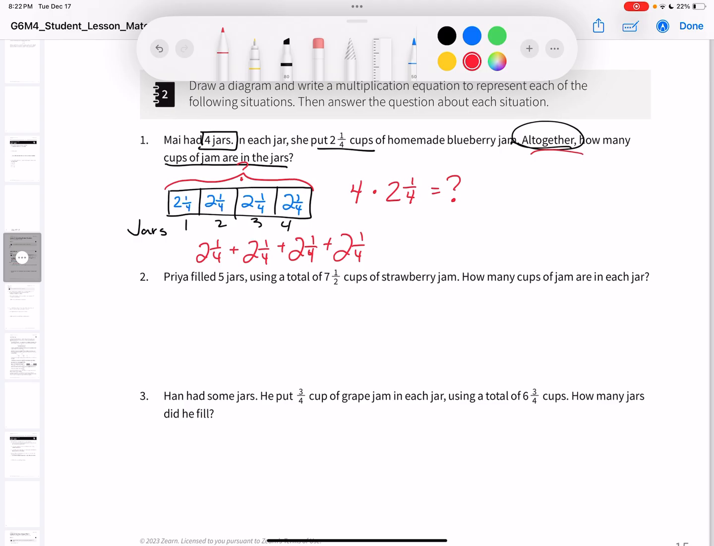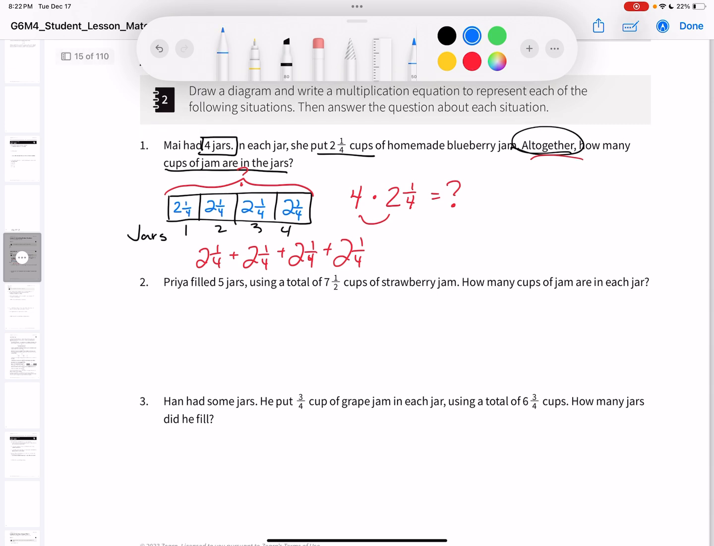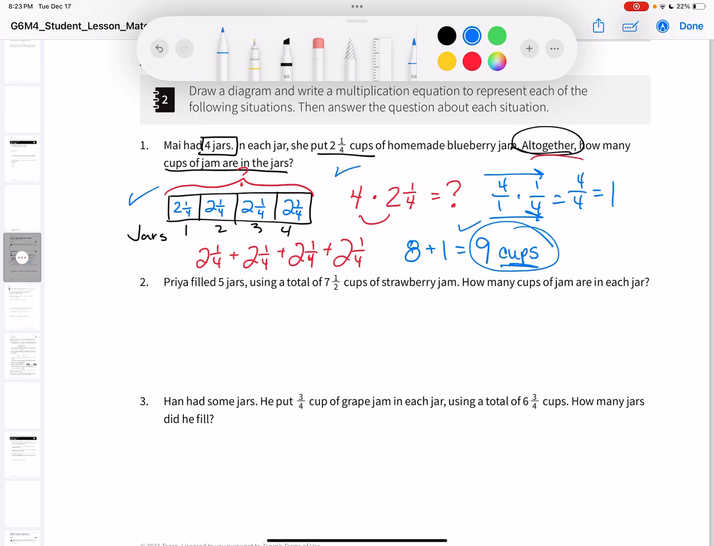Okay, so I know 4 times 2 is 8. And then 4 times 1/4, well, that's 4 over 1 times 1 over 4. And you just multiply straight across. And that gets me 4 over 4. And 4 divided by 4 is 1. So 8 plus 1 equals 9. So there are 9 cups all together. And remember, you need to label whatever it is, percentage, cups, pounds, etc. All right, so we drew our picture, we wrote our multiplication problem, and then we solved.